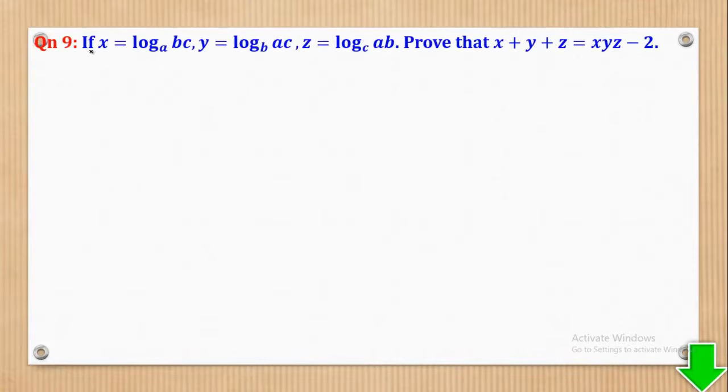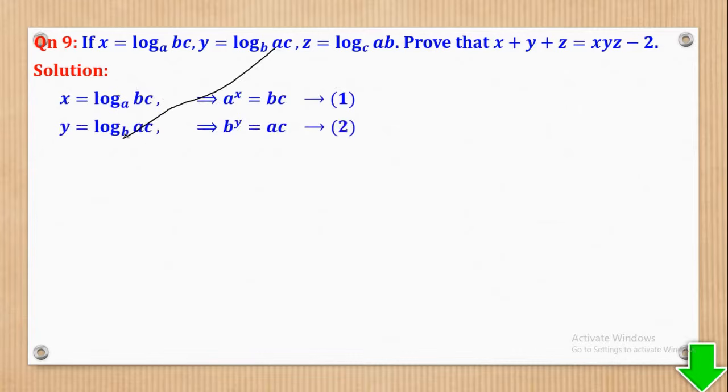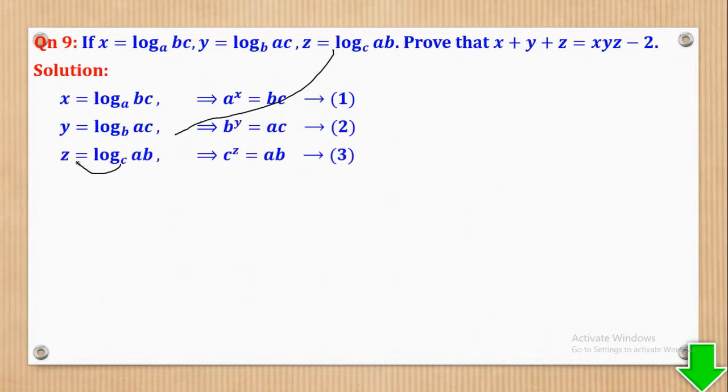And now we shall go to question 9, which says that if x is equal to this, y is equal to that, and z is equal to this, prove that x plus y plus z is equal to xyz minus 2. So from here it implies that a to power x is equal to bc, and that is equation 1. Then from here it implies that b to power y is equal to sc, and that is equation 2. Then from here it implies that c to power z is equal to ab, and that is equation 3.